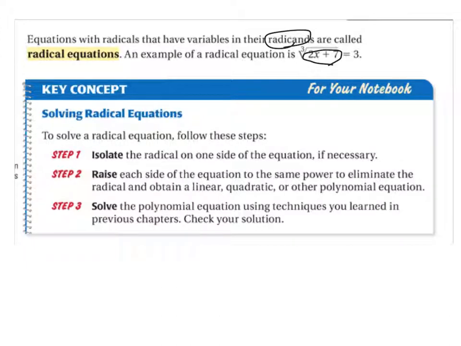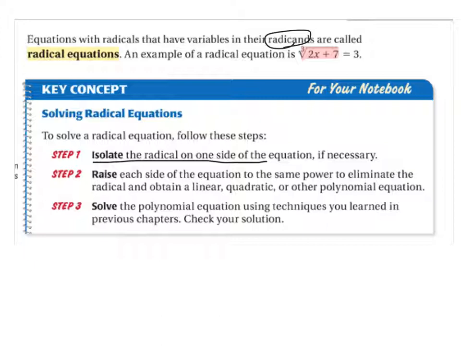There's just a few key things to solve a radical equation. First of all, we isolate the radical on one side of the equation, if necessary. That just means, like what we see up here, I only have the radical on the left. There's no plus ones on the outside. There's no multiplications on the outside. It is just the radical, all by itself on the left side of the equal sign.